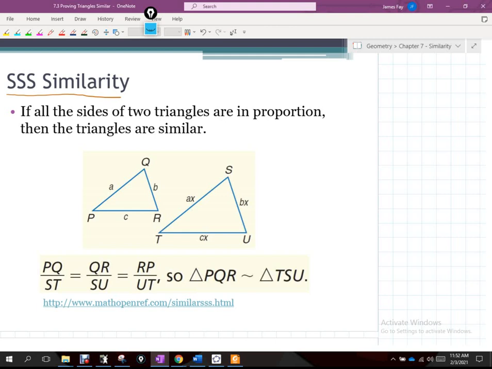What we talked about on, I think it was Friday, might have been Thursday, when we did side-angle-side, was that the smallest side had to be compared to the smallest side if they're going to be similar. And we talked about how, I think I showed you an enlargement.